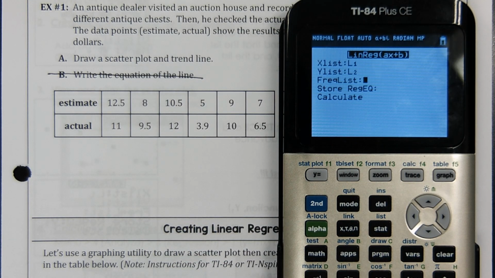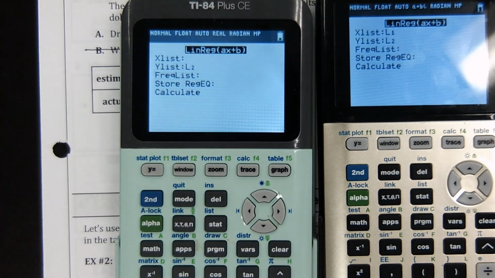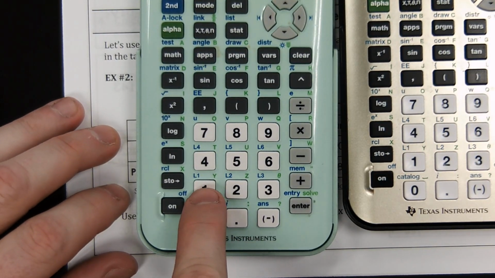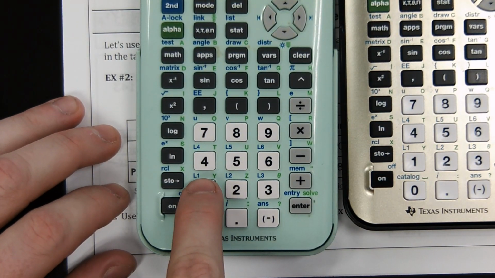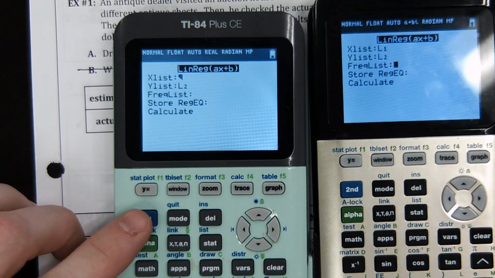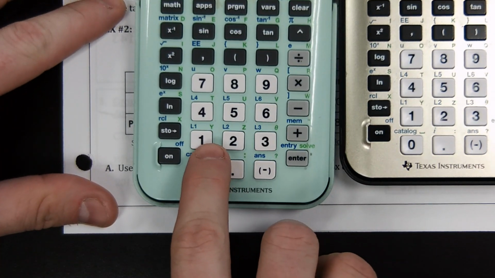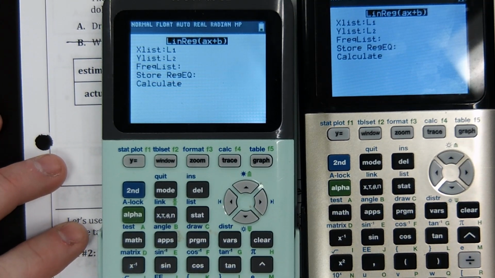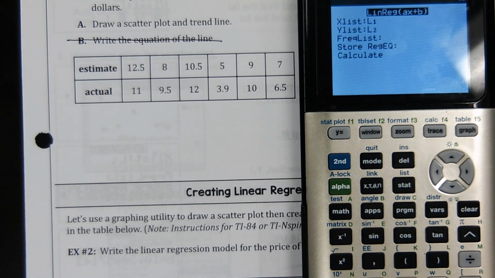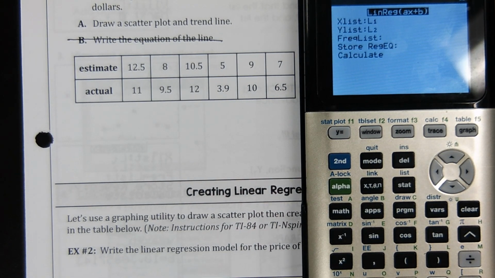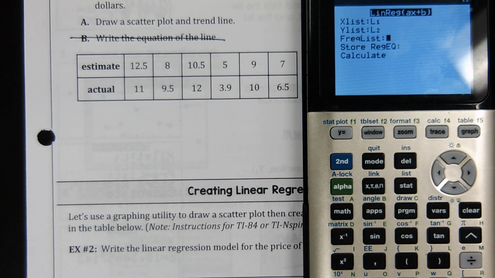Yes? I accidentally hit clear on the next list. Bring it up. Because we can type L1. L1 is down here, and it's a blue thing. So you hit second, 1, and L1 is back. L2 is right next to it above the number 2. So in case you do that, there you go.